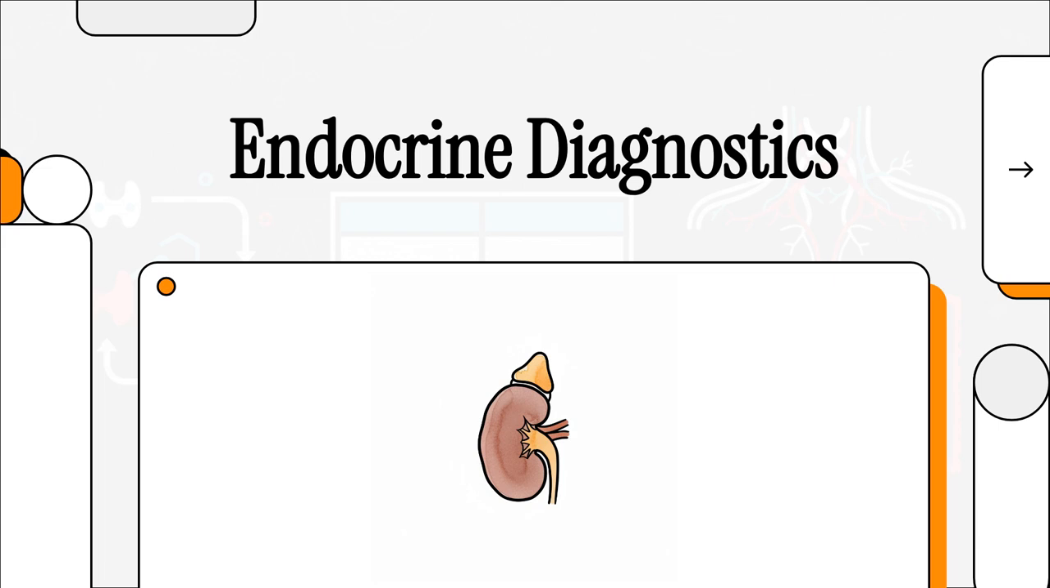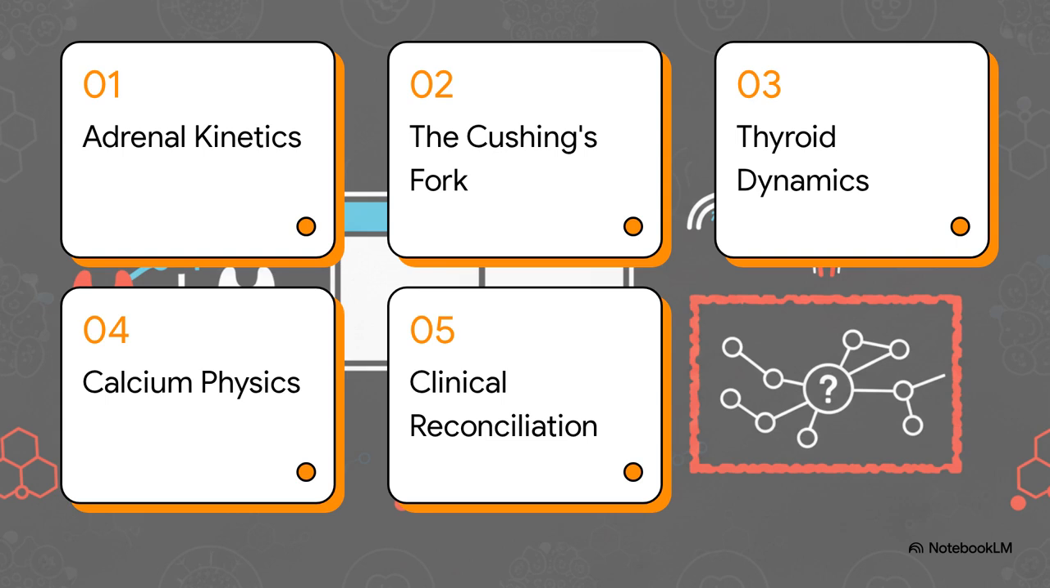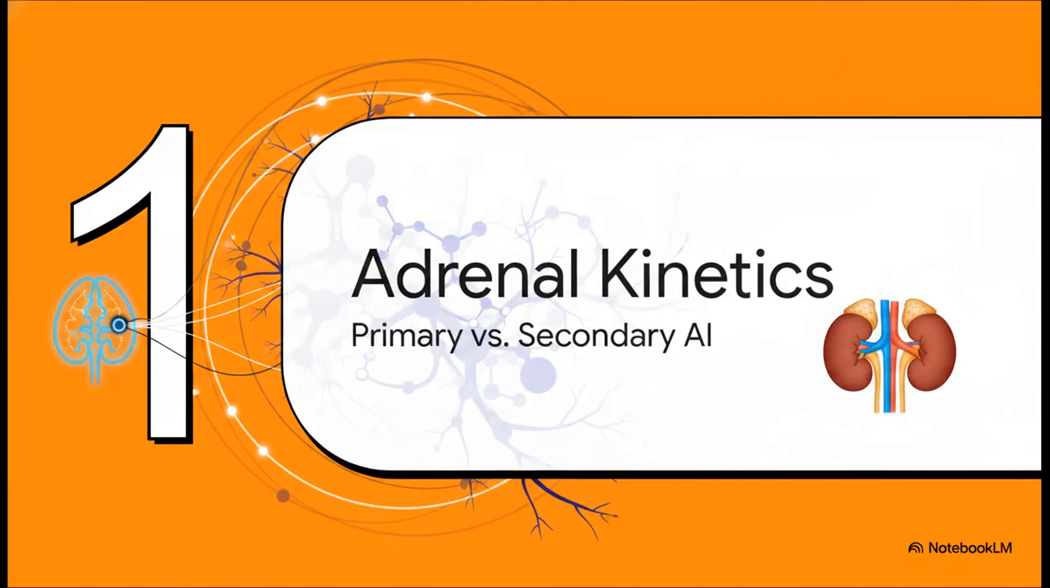So let's dive in. We've got a hyper-dense curriculum lined up today. We're running rapidly through adrenal kinetics, hitting the Cushing's fork, dissecting thyroid dynamics, reviewing calcium physics, and finally tying it all together with clinical reconciliation. We're skipping the basic fluff and going straight for the granular physiological boundaries that define real-world diagnoses. Let's kick things off with adrenal insufficiency.